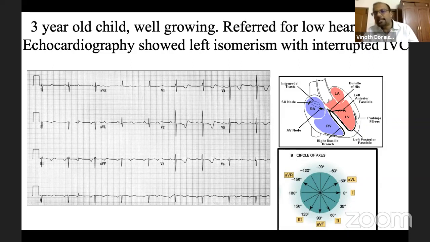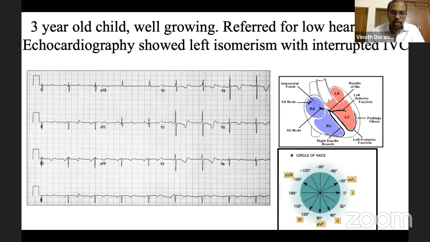So what happens here is, in a left isomerism, we know that you have a right atrium and left atrium. Now both of these atriums will behave like a left atrium, and we know that the sinoatrial node is a right atrial structure. So when you have both atriums as left atrium, there could be an absence of sinoatrial node. So the rhythm has to come from somewhere else. So we'll see where the rhythm is coming from.